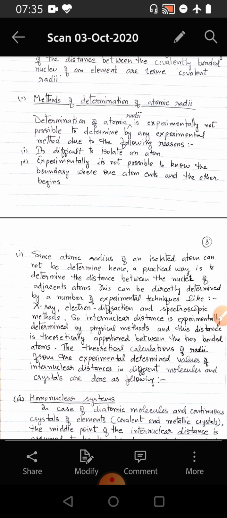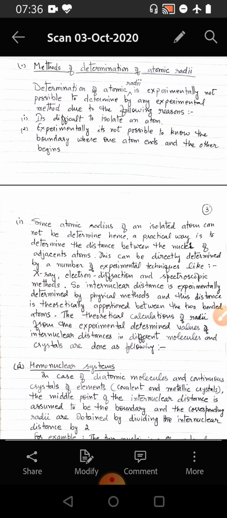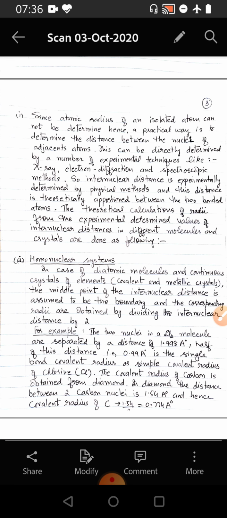Methods of determination of atomic radii. It is seen that the determination of an atomic radius directly by experimental method is not possible because of two reasons. First, it is difficult to isolate an atom. Second, experimentally it is not possible to know the boundary where one atom ends and the other begins. Since the atomic radius of an isolated atom cannot be determined, a practical way is to determine the distance between the nuclei of adjacent atoms.